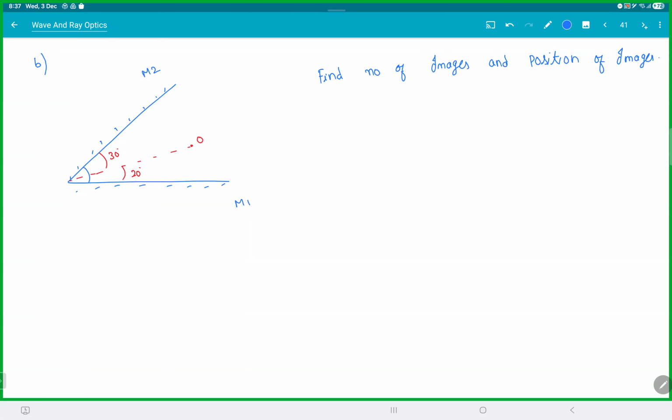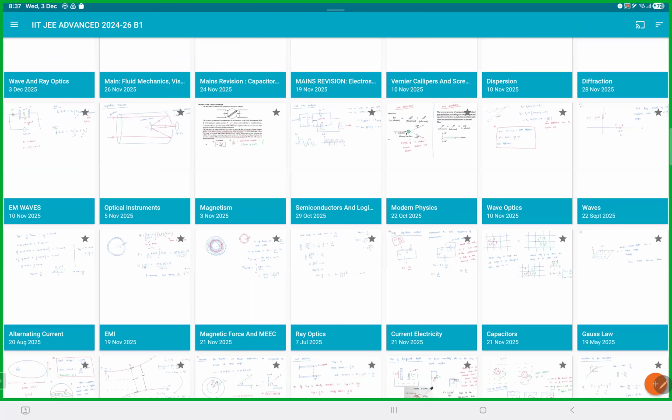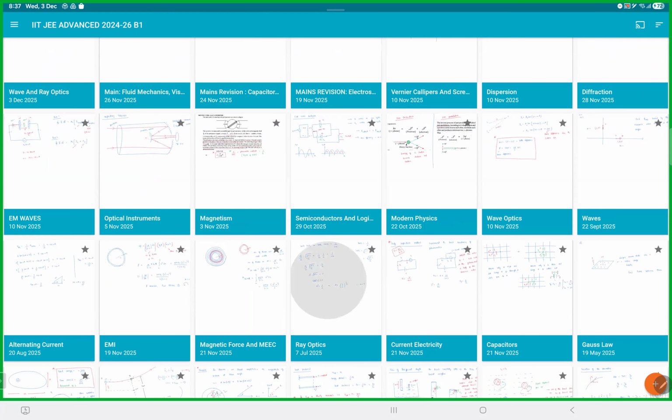You guys remember the process? You guys remember the formula 360 by theta minus 1, in that there are conditions? Forgot. Should definitely go back and revise this. This was a general formula if you remember. If the number is even, then it is 360 by theta minus 1, independent of position. If the number is odd and it is on the bisector, then 360 by theta minus 1. If it is not on the bisector, 360 by theta.